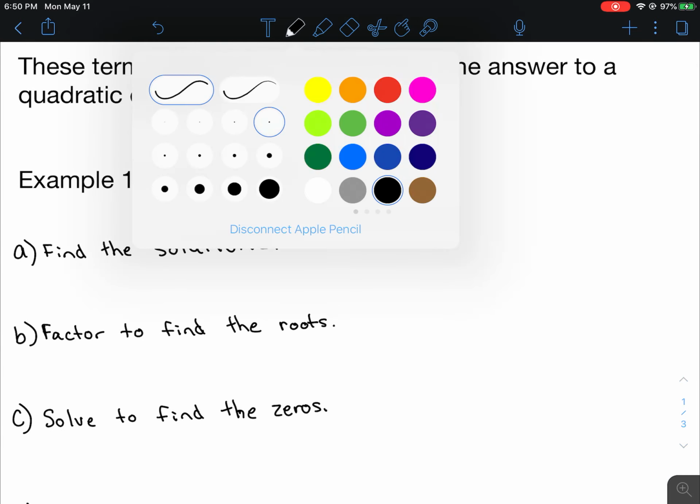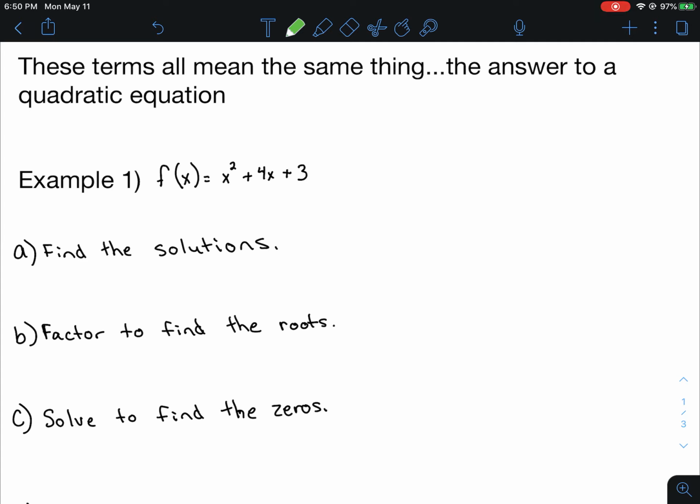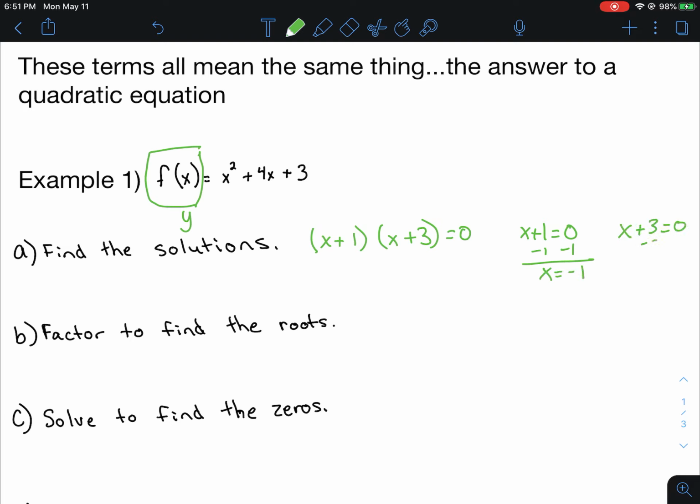So when we are talking about solutions, to find the solution on this one, I'm just going to factor. Whenever you see this f of x, that's the same thing as saying y. So it's still saying y equals x squared plus 4x plus 3. If we factor this, the factors of 3 that add up to 4 are x plus 1 and x plus 3, and those are all equal to 0. So we have x plus 1 equals 0. Subtract 1 on both sides. So we have x equals negative 1. And then when we have x plus 3 equals 0, we find out that x also equals negative 3. So our solutions are negative 1 and negative 3.